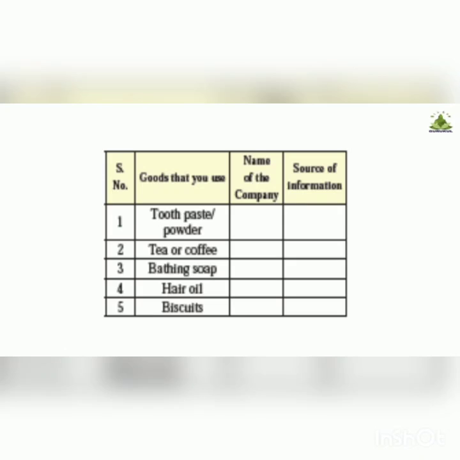Thus, the product fetches a good price and also demand for the product increases. Now, children, see here is a list of few goods you regularly use at home. Write the name of the product, manufacturer's name, and the source of the information in front of it. That means which toothpaste do you use, which tea or coffee do you use, which bathing soap, which hair oil. All these details you have to write.